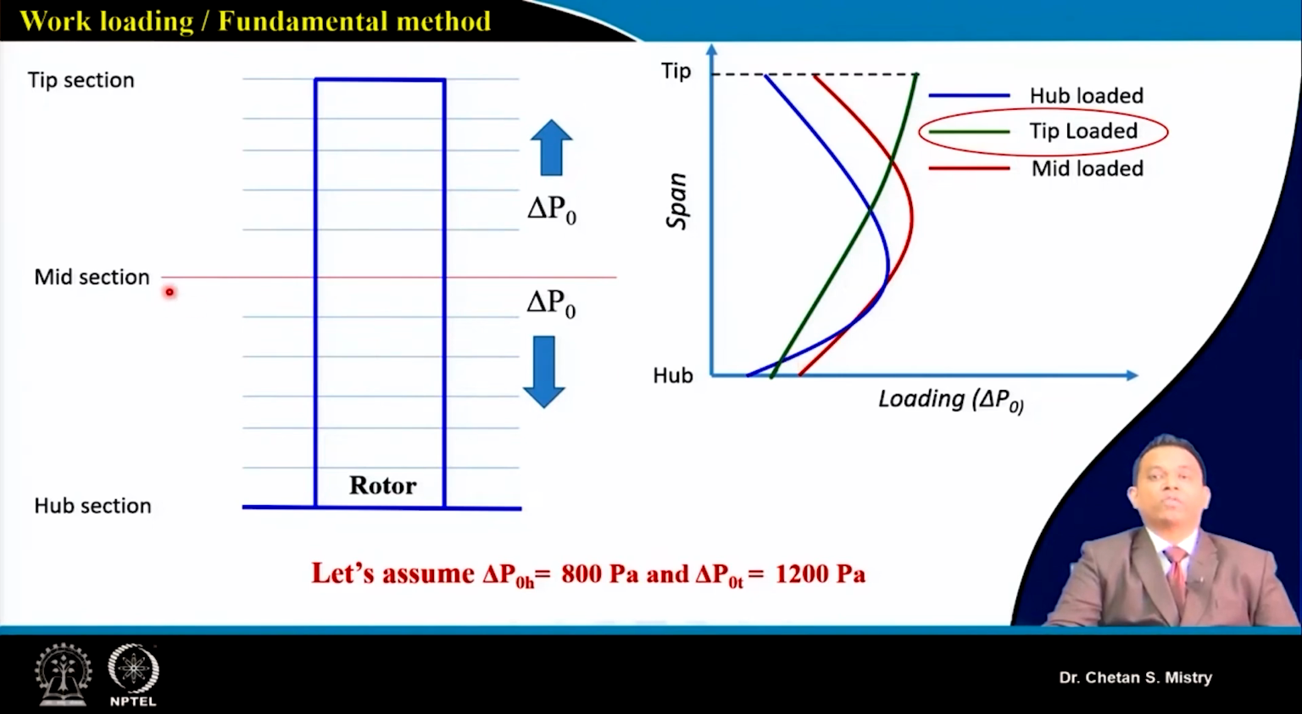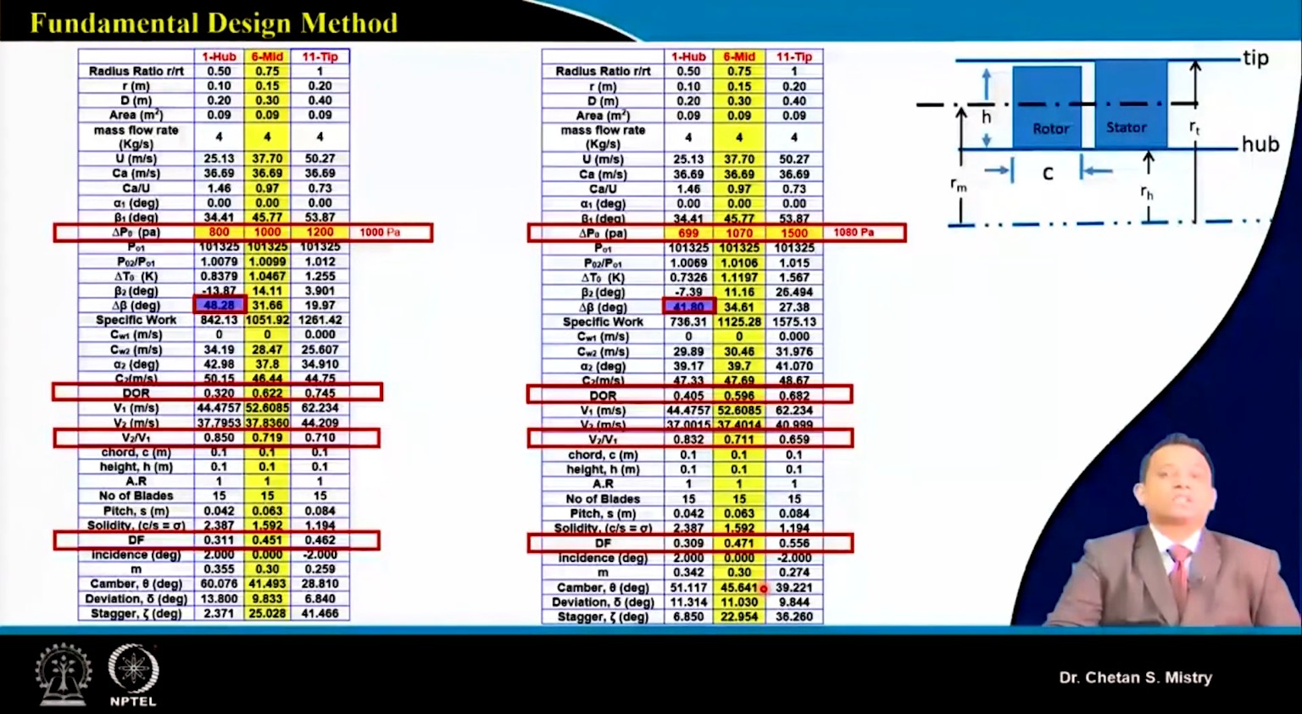Now in order to go for the design approach, at mid station we have done our calculation for all flow angles, all velocity components, everything. We compared our aerodynamic work and thermodynamic work, and based on that we calculated what our exit whirl component will be. Similarly, here at hub we will be taking our expected total pressure rise to be 800 Pascal and 1200 Pascal, and for that we have discussed the approaches.